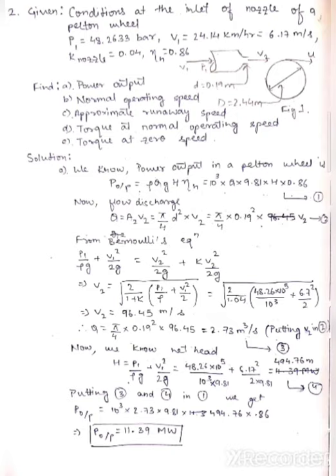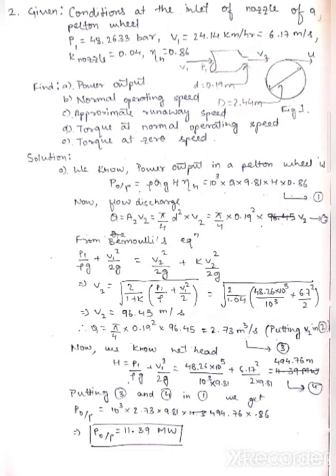Let us mark this equation as equation 2 and try to find out V2 with the help of Bernoulli's equation at the inlet and outlet conditions of the nozzle, which gives us P1 by rho g plus V1 square by 2g is equal to V2 square by 2g plus k V2 square by 2g. Here, as I said earlier, at the outlet the pressure is equal to atmospheric pressure, so pressure head is not taken, and the k V2 square by 2g term accounts for the loss in kinetic energy.